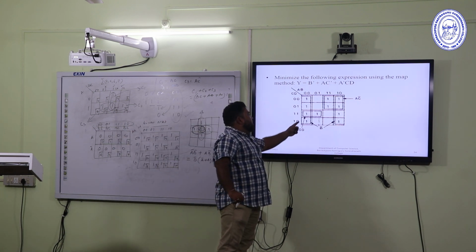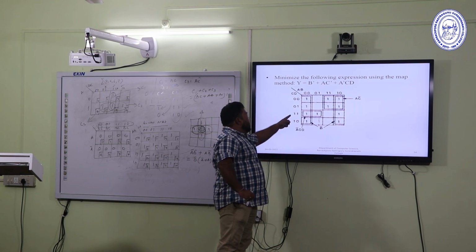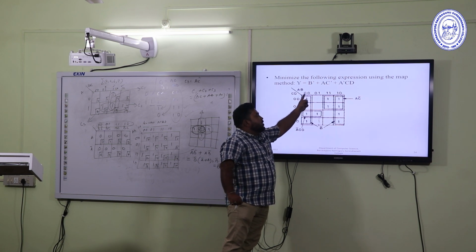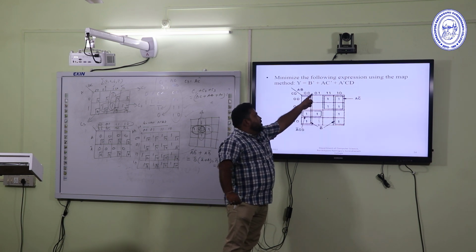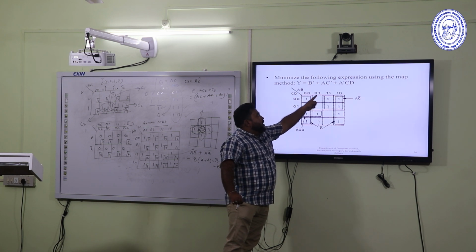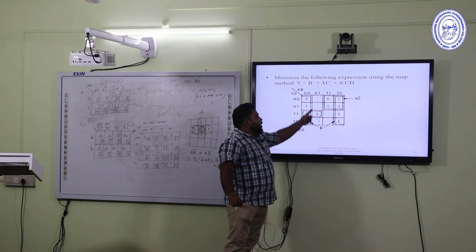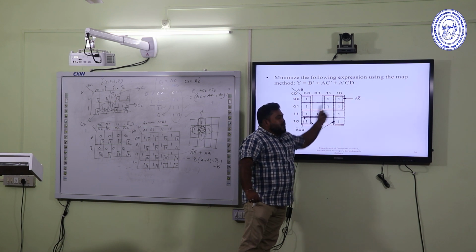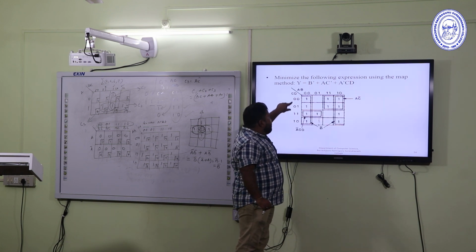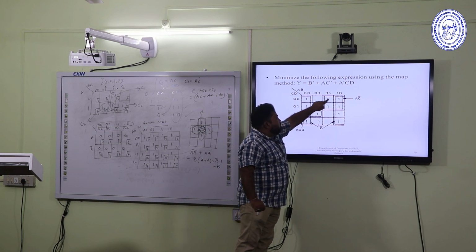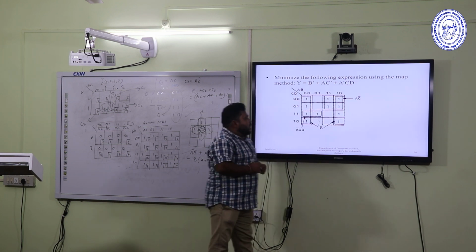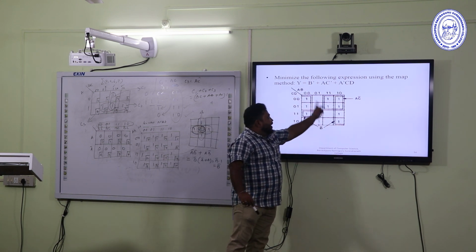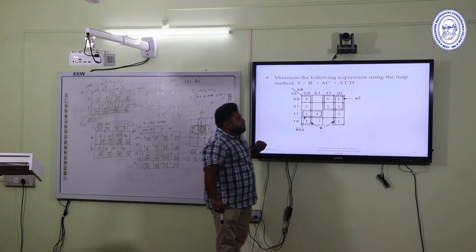And for A prime CD, that means these two covers, that is 1 1, that is CD, and from there we can get A prime, because A prime is common here. Here is A prime, but there is B prime and B, so it will be eliminated and we get A prime CD. And from this we can get A C prime, that is C prime, that is 2 0, and from above is the A, so we get AC prime. So the overall expression will be B prime plus AC prime plus A prime CD.